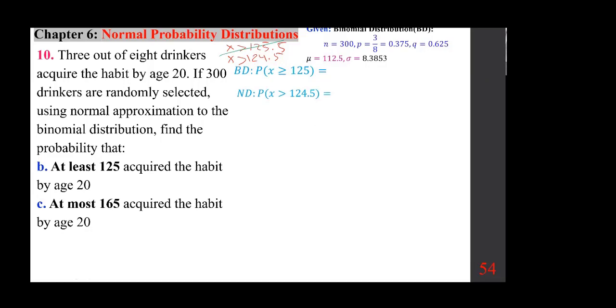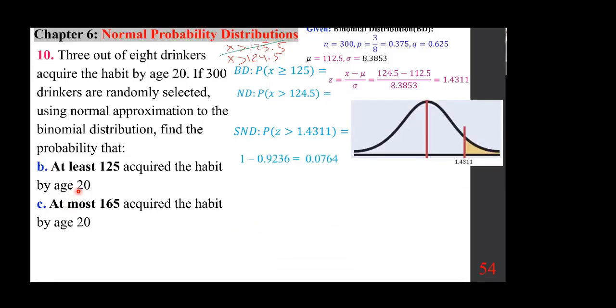We repeat the same thing. We go to the z-score using x minus mu over sigma. That means we are moving from binomial distribution to normal distribution and now to standard normal distribution. Graph from the table or technology, we get 0.0764.